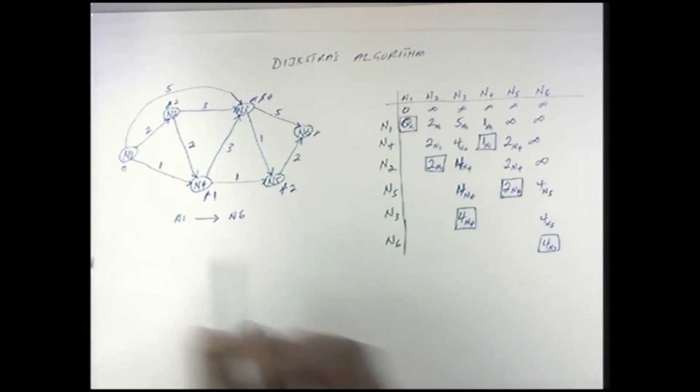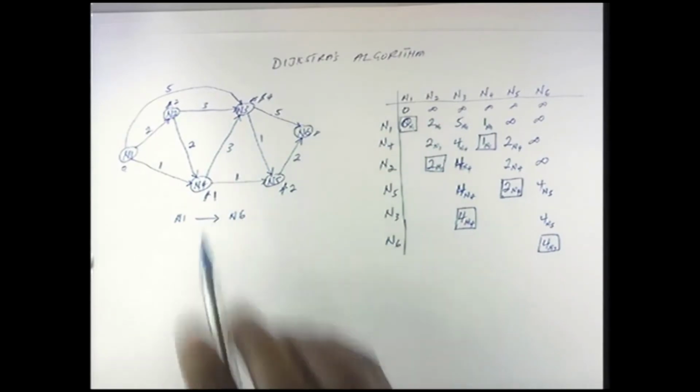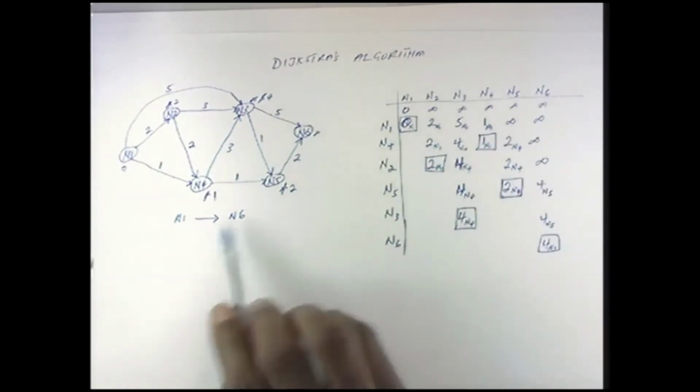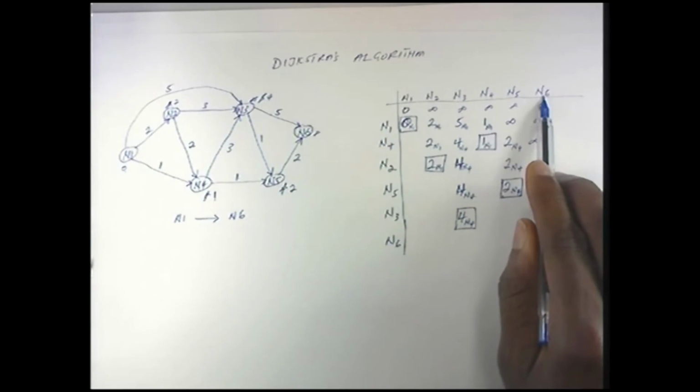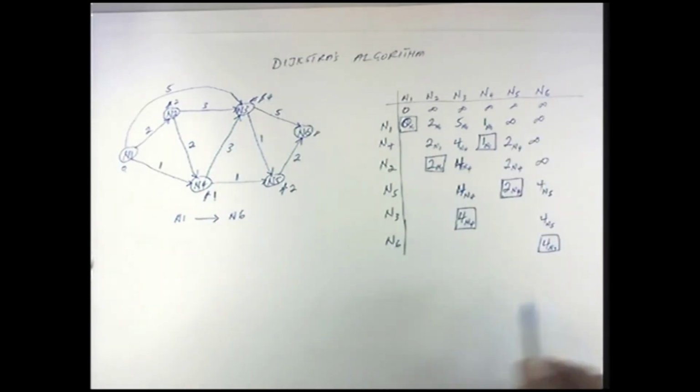We said initially that we want to see the shortest path from N1 to N6 and at what cost. Now this is how we read the table. The destination is N6, so this is N6. Now, the shortest or the least cost of going to 6 is 4. So whatever the path is, we're expecting that it will cost us 4 to get to 6 from N1.